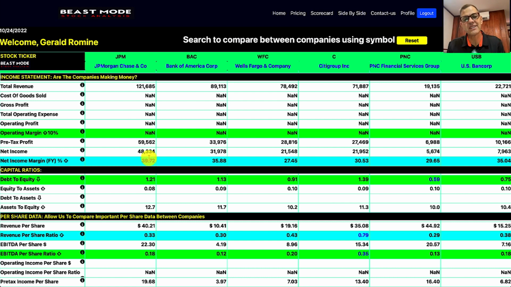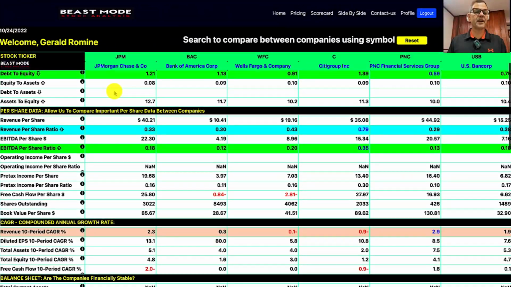But what we do want to look at is the net income margin, and here the higher the better. And banks, these guys are money printing machines, and JP Morgan is our winner on the day at 39.72%, followed by number two, Bank of America at 35.88%, and then we've got US Bank coming in at 35%, and then the other three, they're all really close behind.